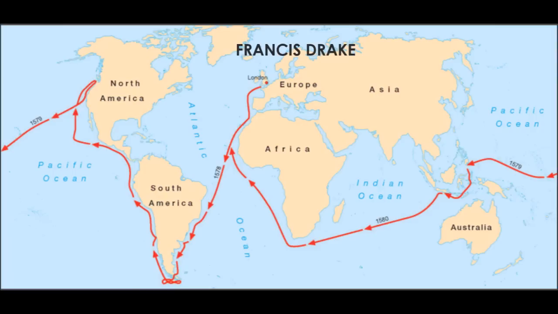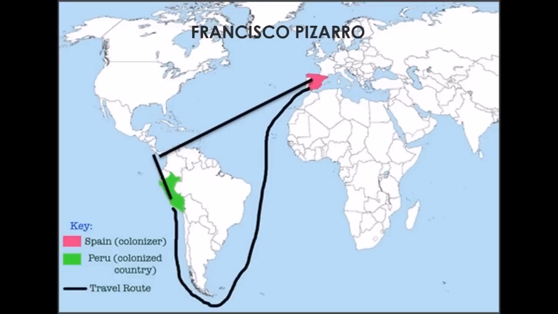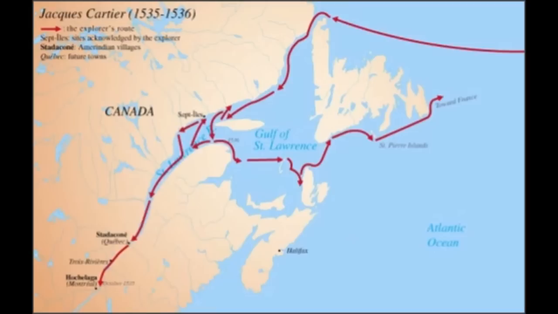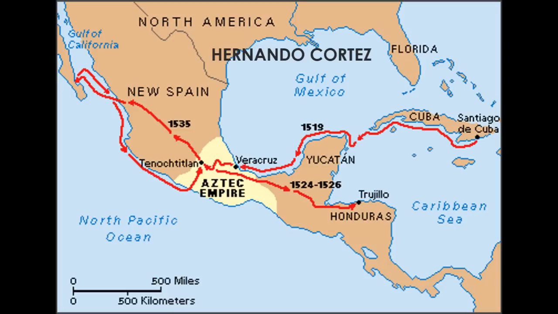This is the voyage of Francis Drake, the first Englishman to sail around the world. The voyage of Pizarro, who conquered the Incas in Peru. The voyage of Jacques Cartier, who discovered Canada for France. This is Cortez, who sailed to Mexico and destroyed the Aztec Empire.